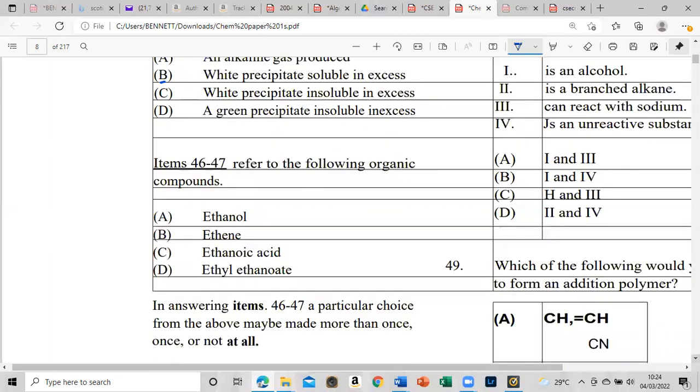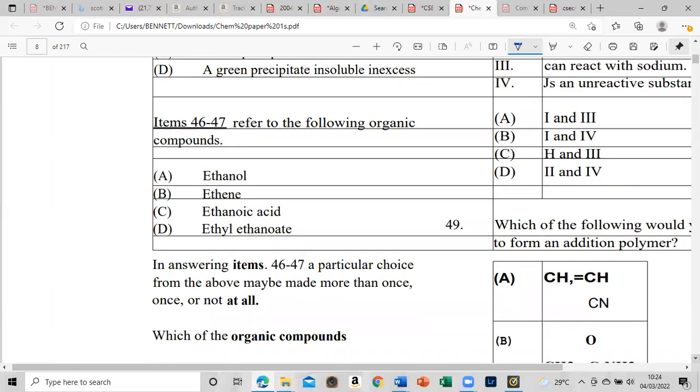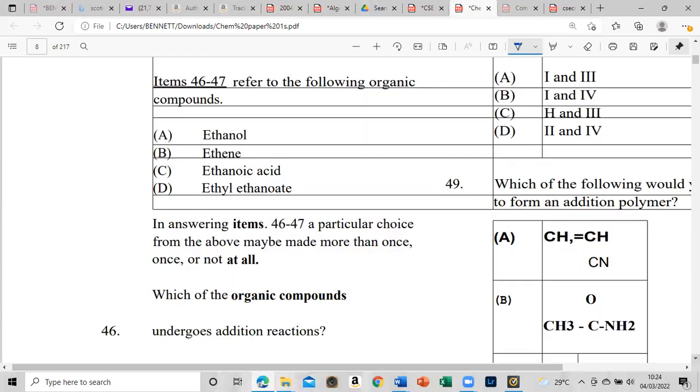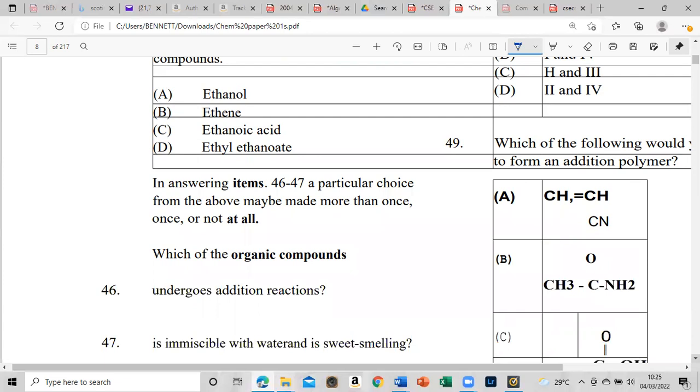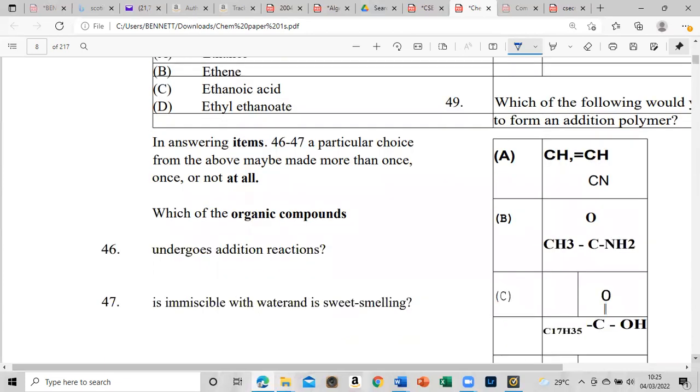Items 46 to 47 refer to the following organic compounds: ethanol, ethane, ethanoic acid, and ethyl ethanoate. In answering item 46, a particular choice from the above may be used more than once or not at all. Each of the organic compounds undergoes addition reaction, and that would be ethane. So that is B.